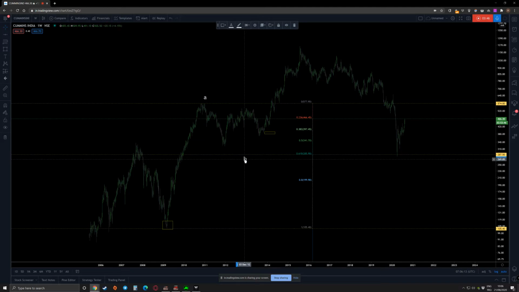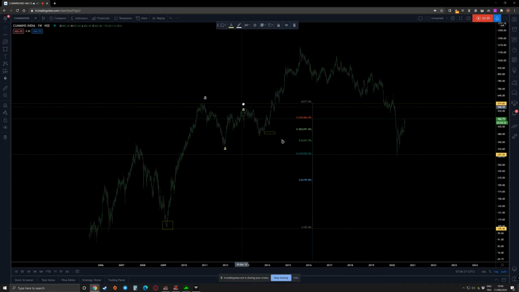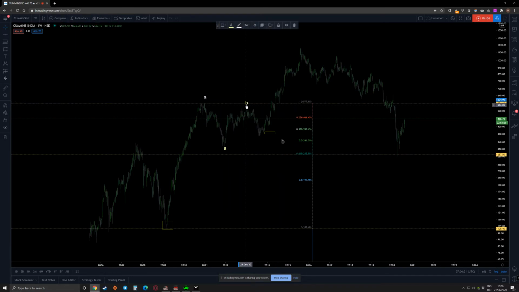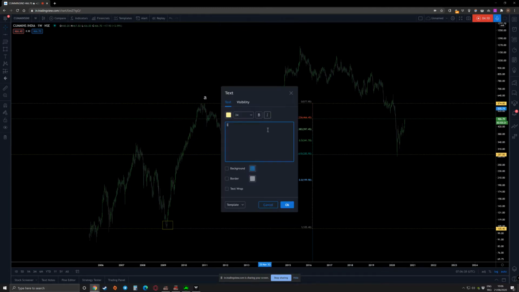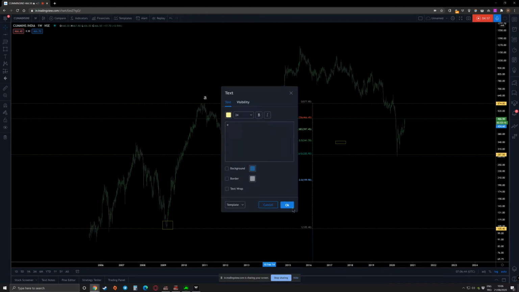And here, on one lower degree, it looks like we have something like this. So let's change the color to something like yellow. It looks like we have something like this. We have some type of a B wave, some type of C wave, and a D wave, and maybe an E wave. Something like this.